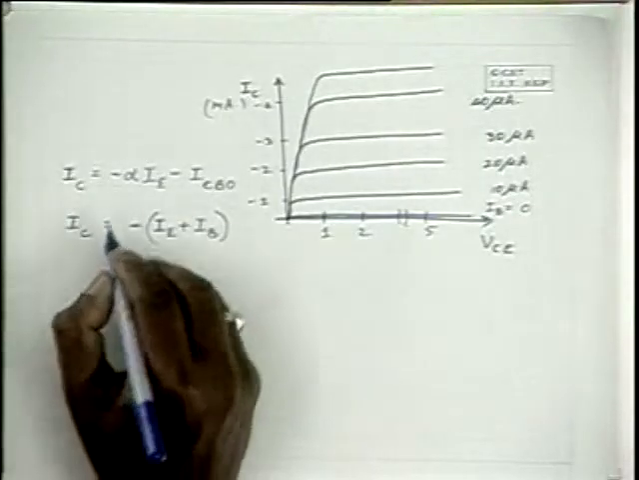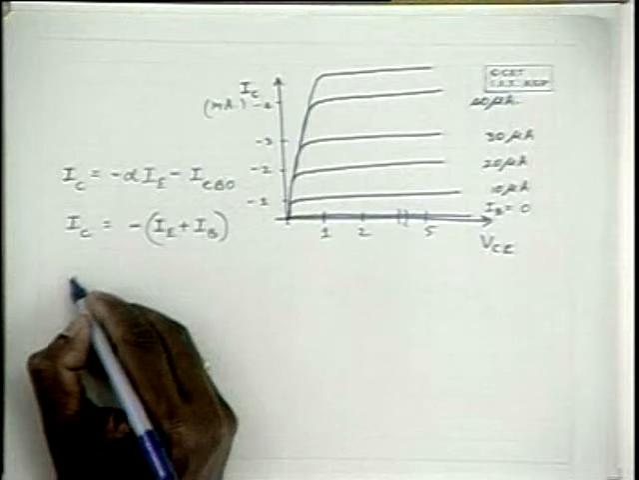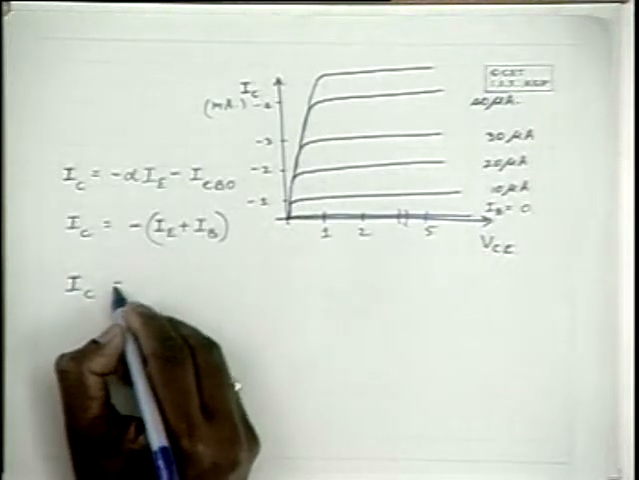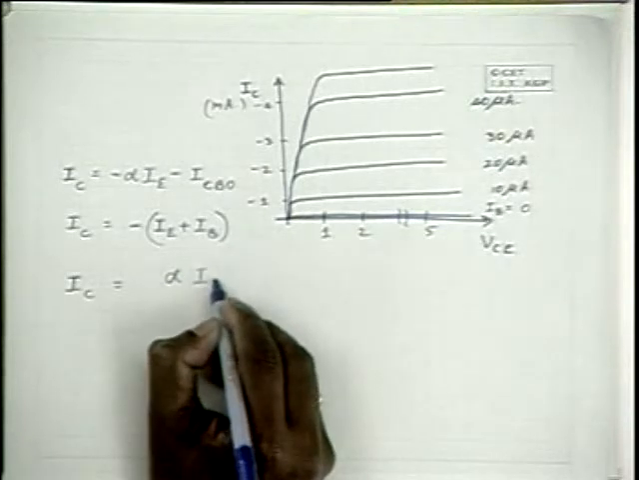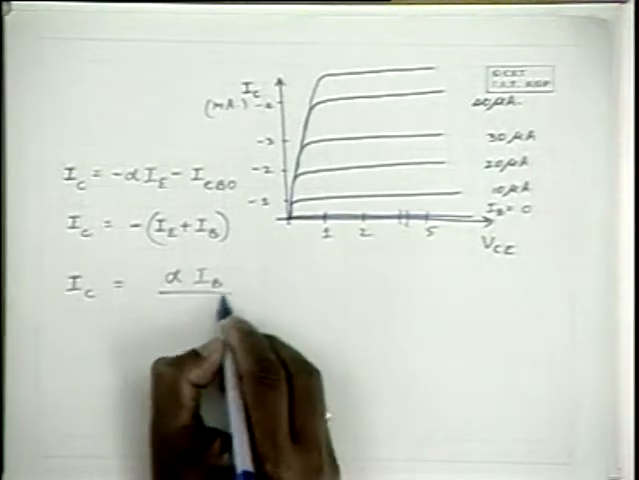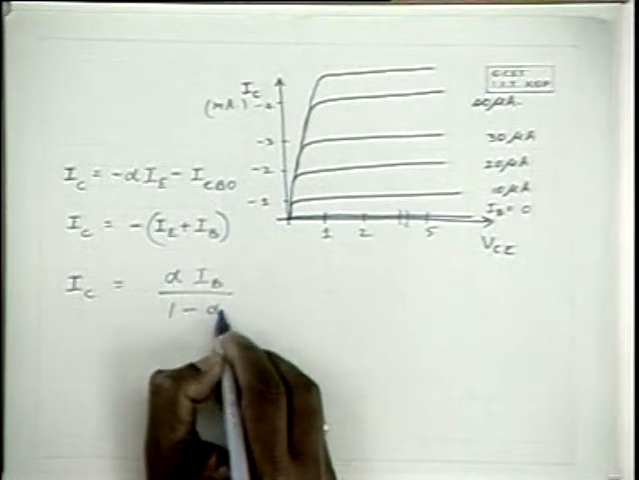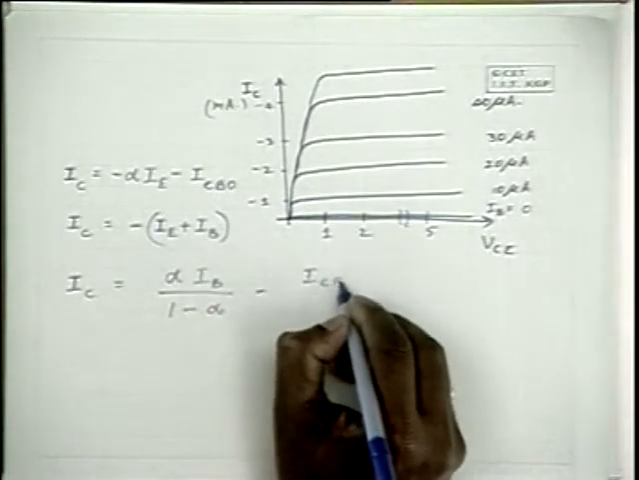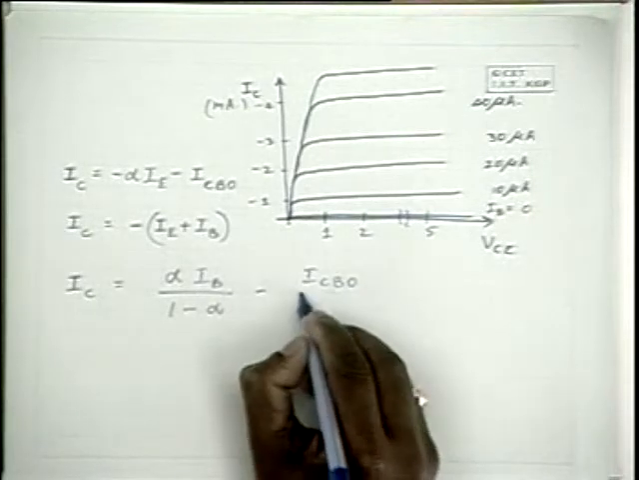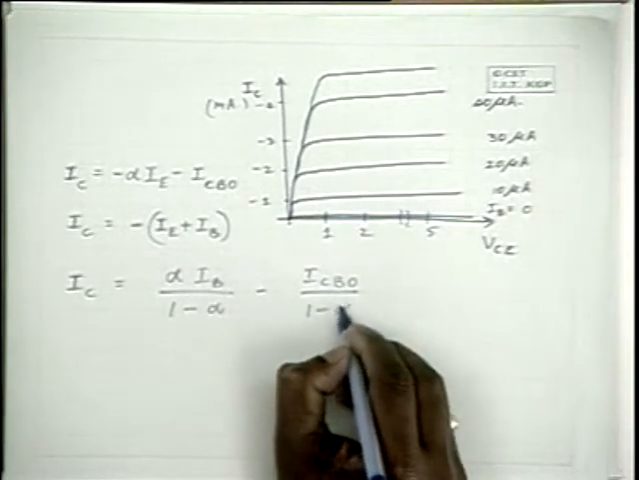Now substitute this expression in the upper expression, and you will find that IC is equal to alpha IB by 1 minus alpha, minus ICBO by 1 minus alpha.